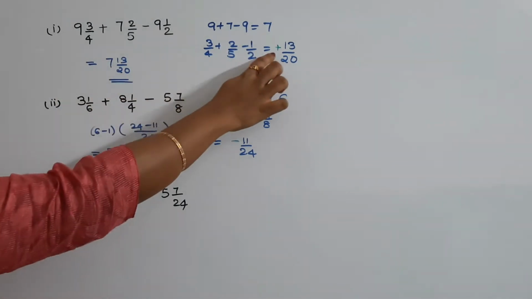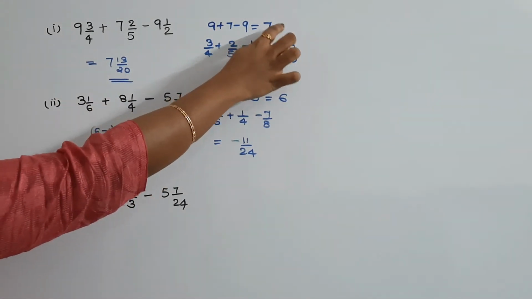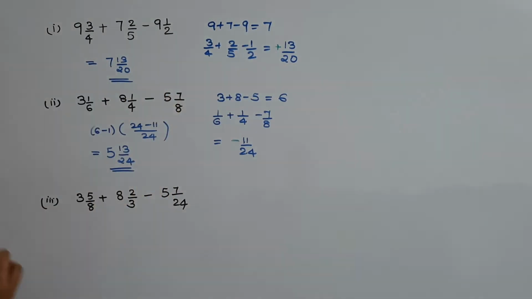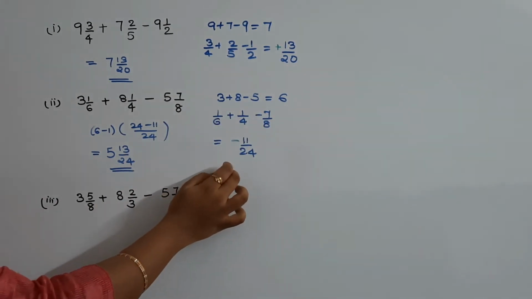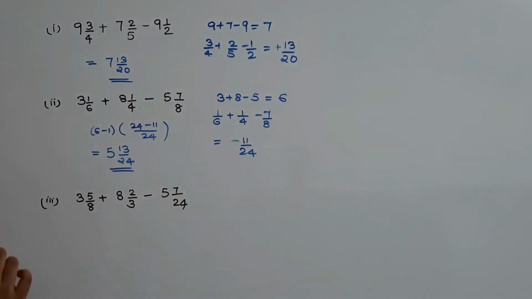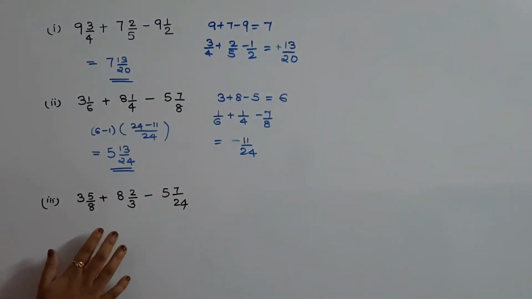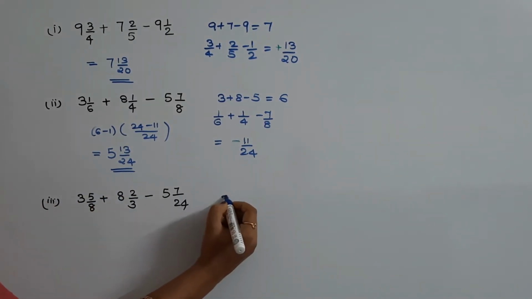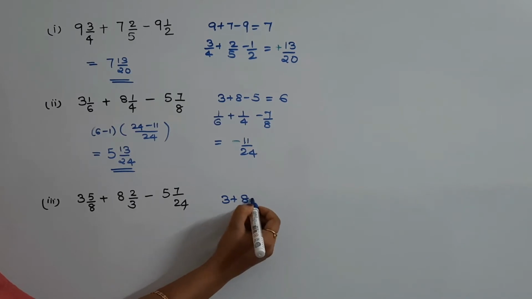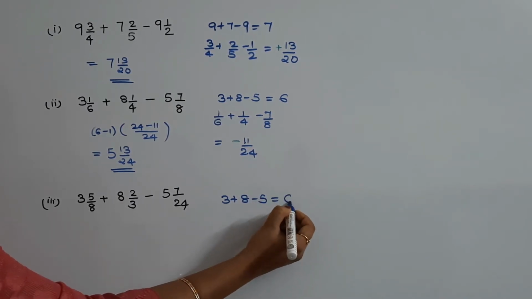So whenever a positive value comes, you can directly write 7 13 by 20. But whenever a negative value comes when you are solving the fraction part, you need to do this one. Now let us see how we can solve this problem. This also, first you solve for the whole number part, that is 3 plus 8 minus 5, that is equal to 6.